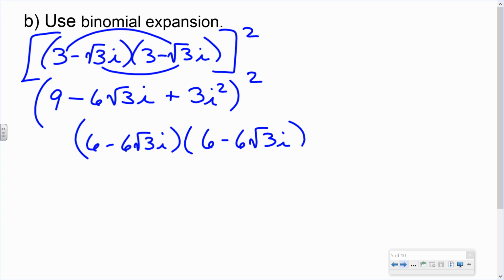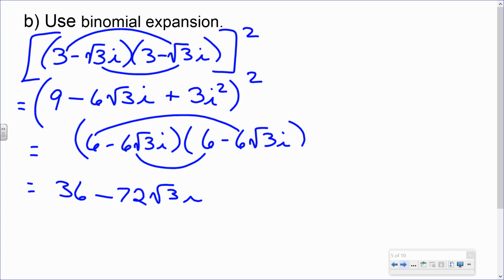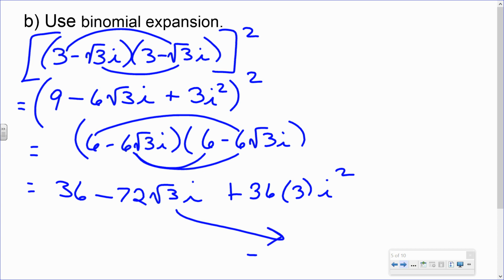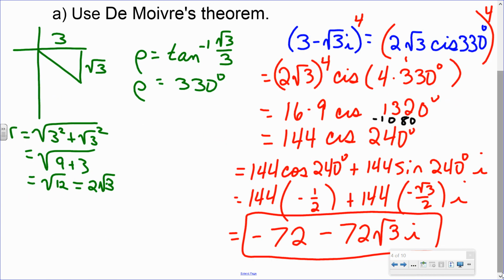So far, are we okay? Okay, so then let's see, 6 times 6 is 36. And then I'm going to have minus 36 root 3i and another minus 36 root 3i, so minus 72 root 3i. And then last times last will be minus minus is a plus. 6 times 6 is 36. Root 3 is a regular 3, and that's going to be an i squared. So I do have my minus 72 root 3i, just like I had before.